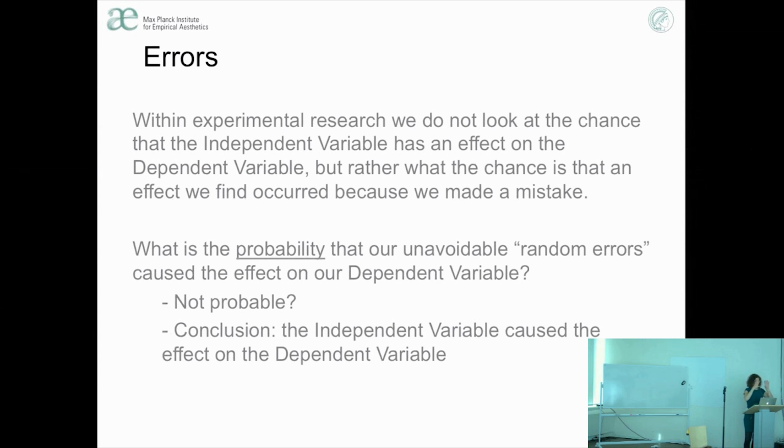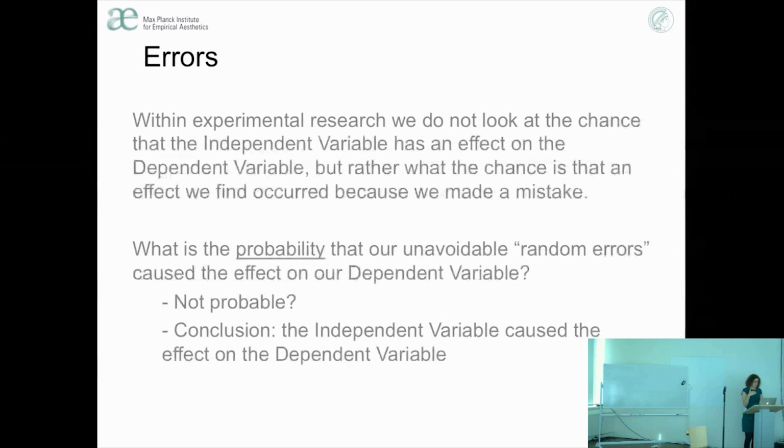So a key notion in this whole picture is probability. To repeat, we investigate the probability that our unavoidable errors cause the effect on the dependent variable. I'm going to repeat this a lot. If you get sick of me, also wave me down, but I think that's really the best way to get it into your system, because it's kind of a backwards way of thinking about it. So I think it's good to repeat it a lot, but if you get sick of me, just let me know.